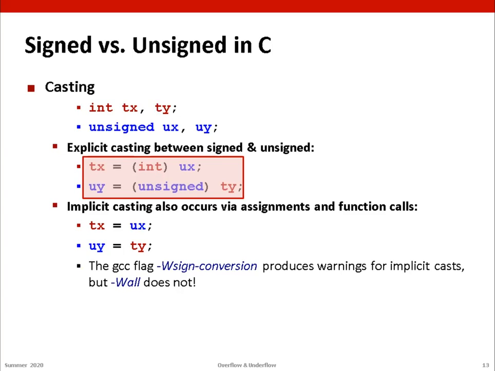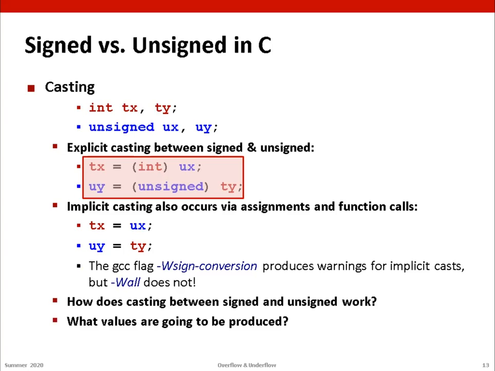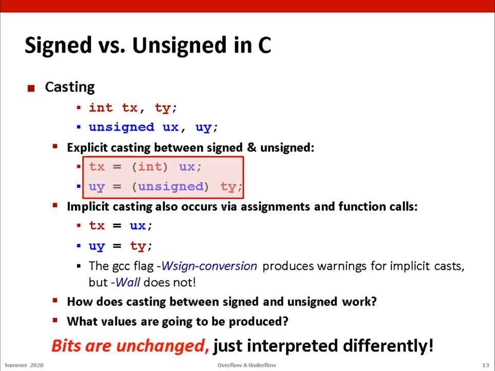So the two important questions: how does casting between signed and unsigned work, and what values are going to be produced? Well, the bits are unchanged. They remain unchanged. They are just interpreted differently, as we know, right?